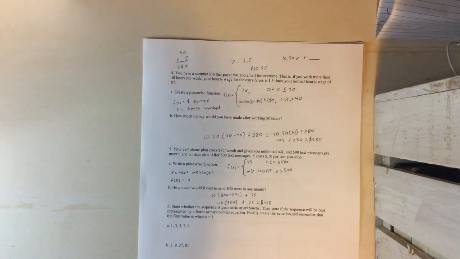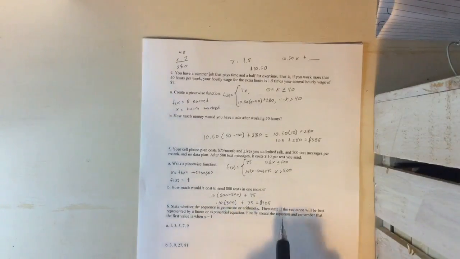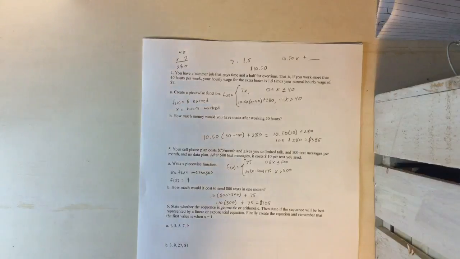Okay, moving on to 6. So we need to do a couple things here. We need to state if the sequence is geometric or arithmetic, and then state if the sequence will be best represented by linear or exponential, and then finally we're going to create an equation.